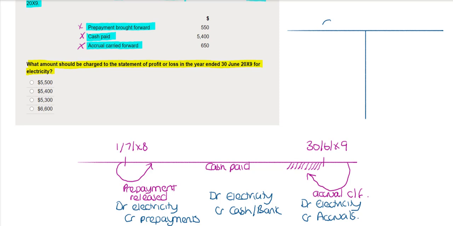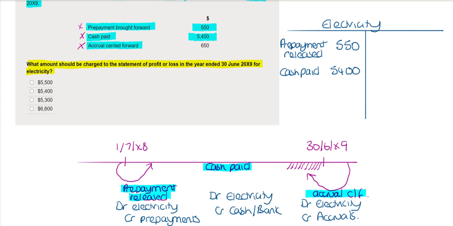We can view these transactions in our electricity ledger account. Firstly, with the prepayment that was released, we said we would debit electricity with the $550. We then said that the cash paid would be included and we would debit electricity again, this time with the $5,400. Finally, we would include the accrual for the end of the financial year, and we would include the $650 on the debit side. With all of our figures on the debit side, that total will come to $6,600. And so our transfer to the statement of profit and loss would be $6,600.